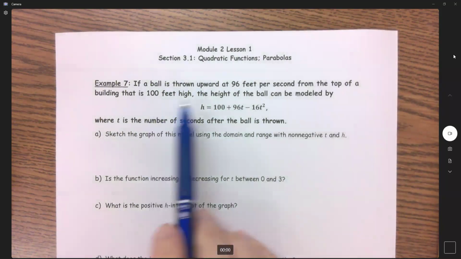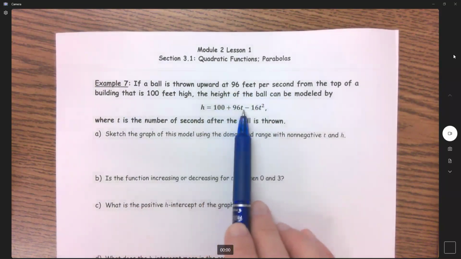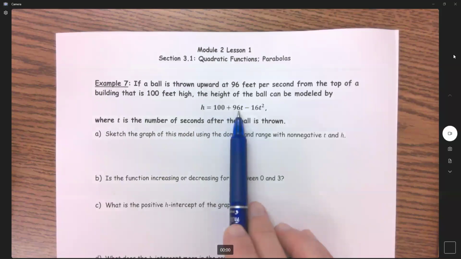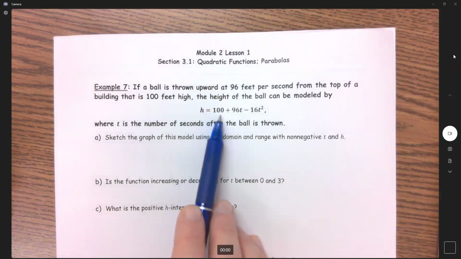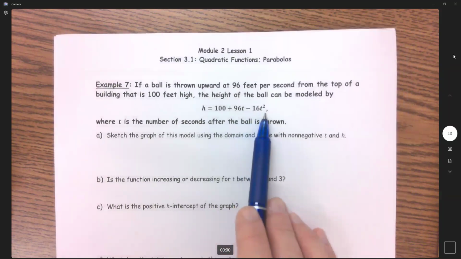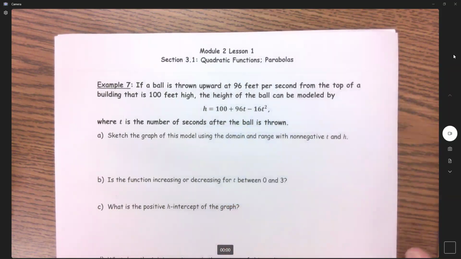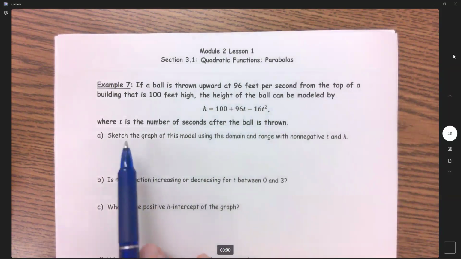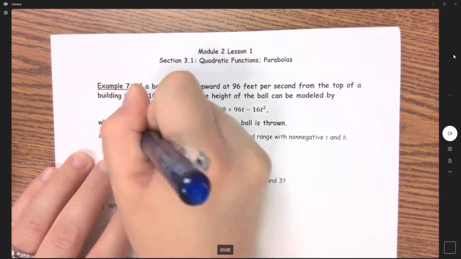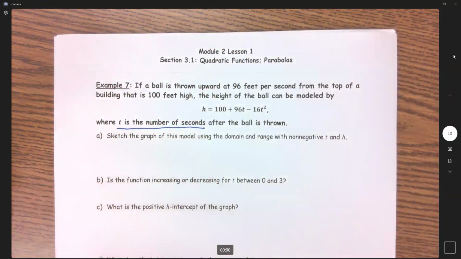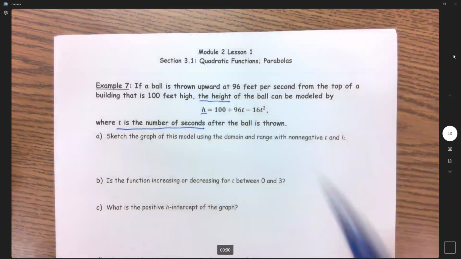So we don't really need this information here, but you've got 96 feet per second, and that's 96t, so that's representing my velocity. We're at the top of a 100-foot building, so that's my constant, that's my starting point. And then again, that negative 16t squared is going to represent our gravity. Notice that we are using t for the number of seconds, and instead of y equals, we have the height, h.